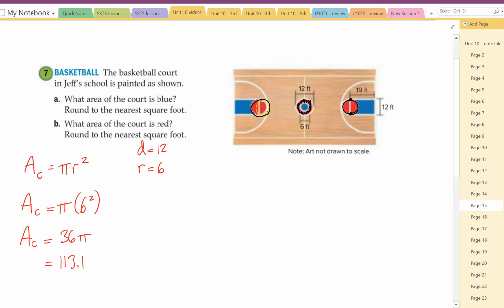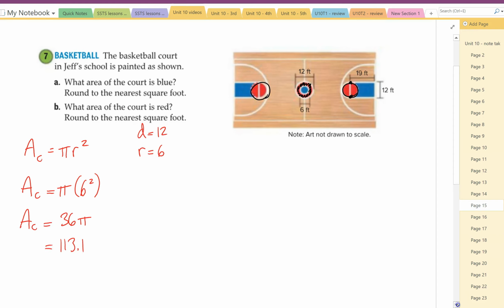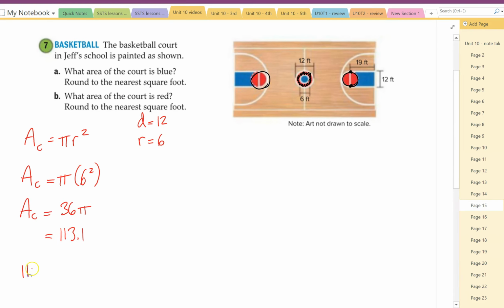But as you can see, I actually have two of them. So I have a 113.1 plus a 113.1, right? Here's 113.1. Here's another 113.1. Now I'm going to try and figure out what the area of this ring is. But to do that, it's going to take a couple of steps.